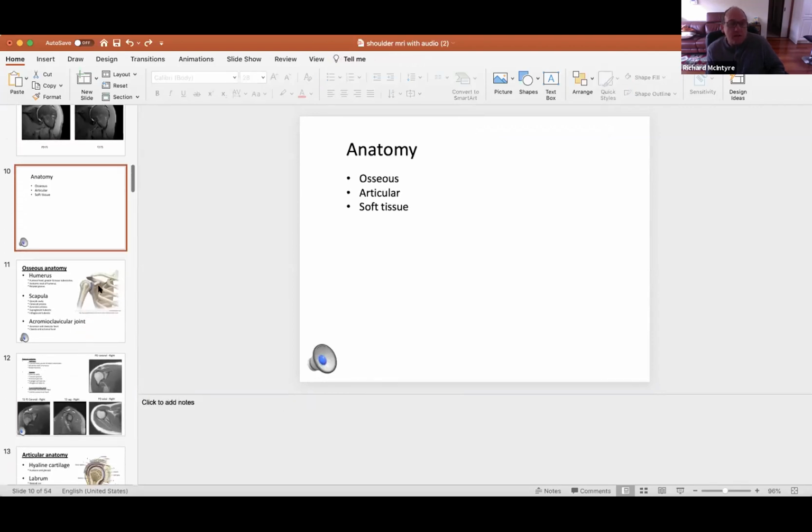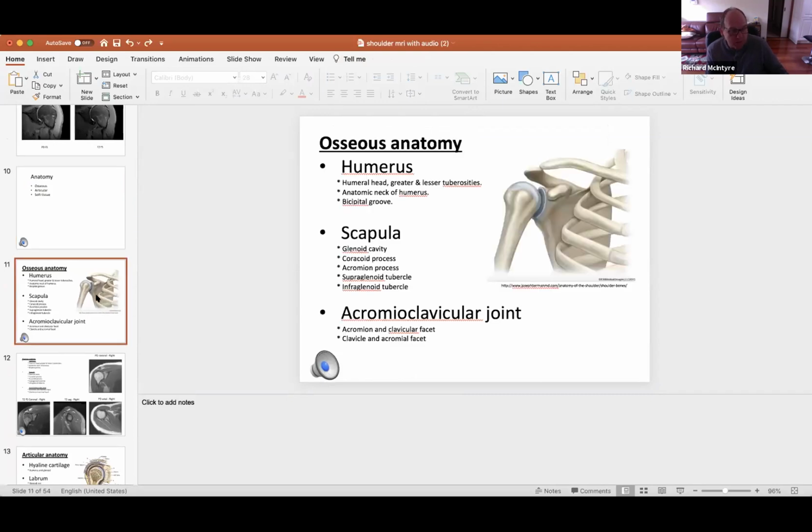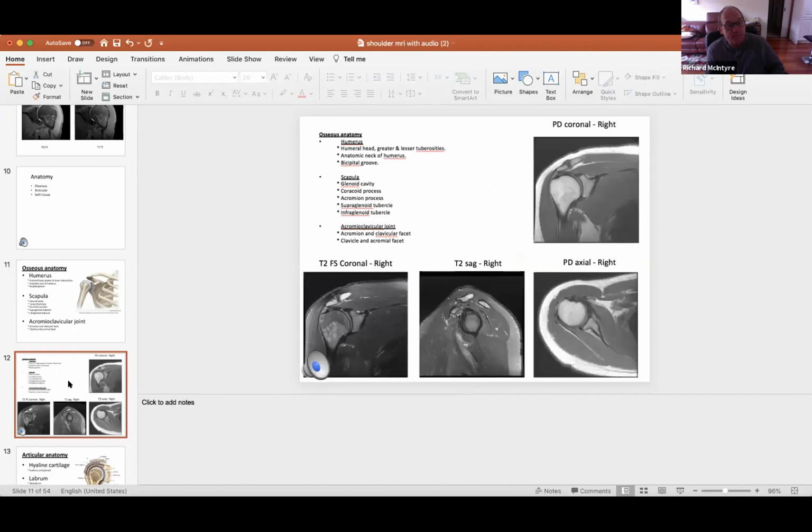So onto the shoulder. We've got osseous, articular, and soft tissue structures, and this is what you spent the last 3 years learning, so I'm not going to go over it in any great detail. Suffice to say, we've got the humerus, the scapula, the acromioclavicular joint, and all the structures associated with those bony structures, and that's how they all show on the MRI.